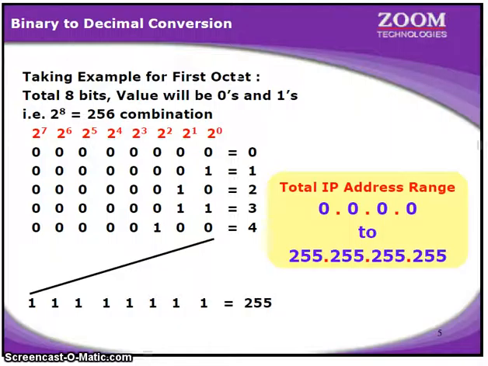Now we will see the binary to decimal conversion for IPv4. We take an example for the first octet, which has a total of 8 bits. Each bit can be represented by a 0 or a 1. So in total we can have 2 raised to 8, that is 256 combinations, starting from 0 till 255. So the total range of IP addresses will be 0.0.0.0 till 255.255.255.255.